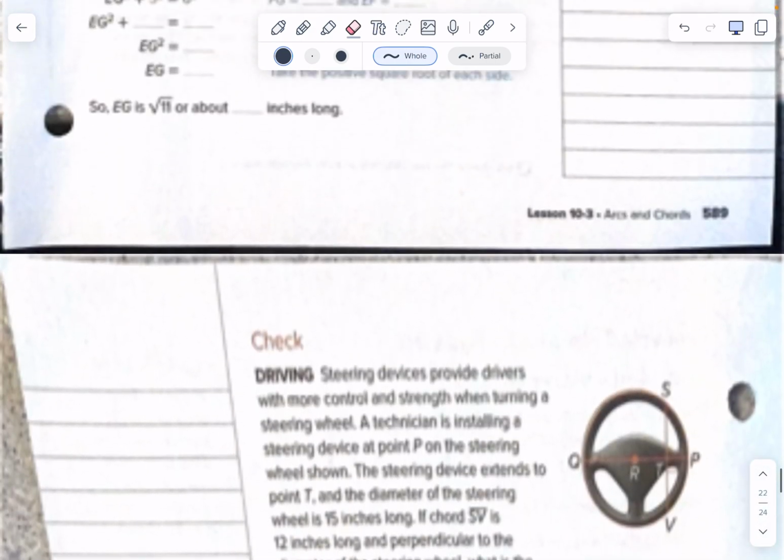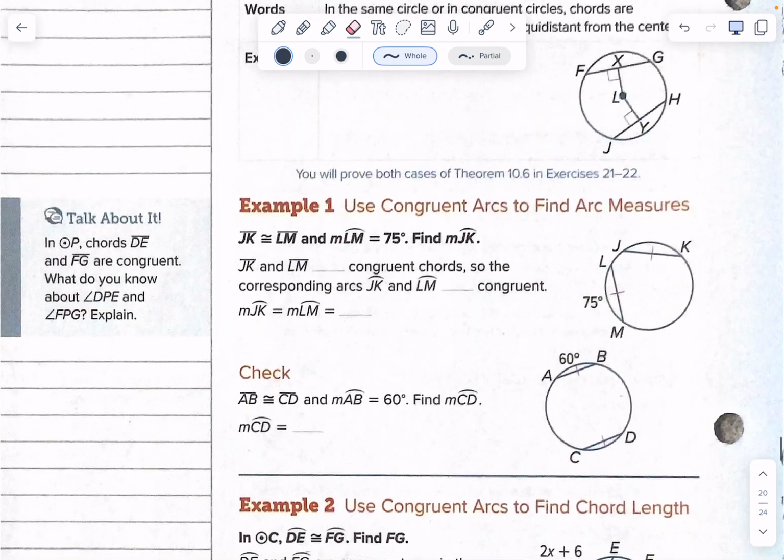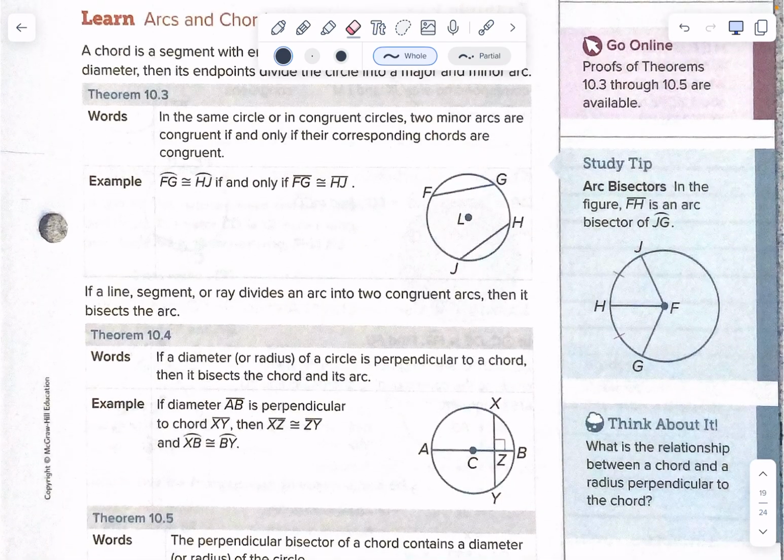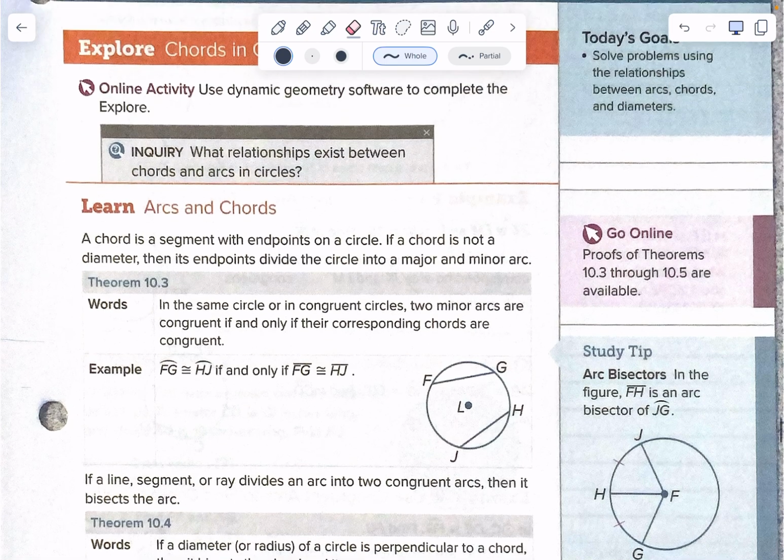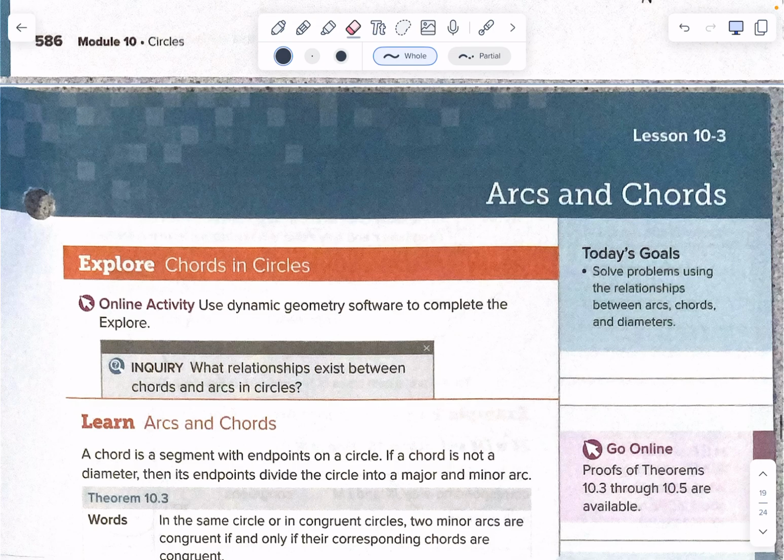All right. Okay, all of these examples are going to be really short, except the last one is the hardest one, and there's a little bit of thought that goes into that. But otherwise, this is pretty straightforward. Here we go. We are doing arcs and chords.